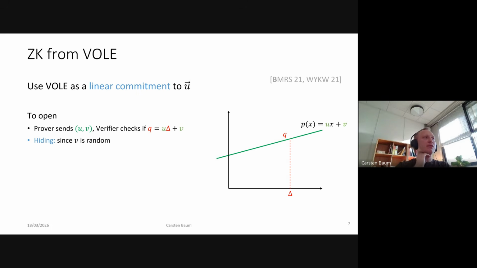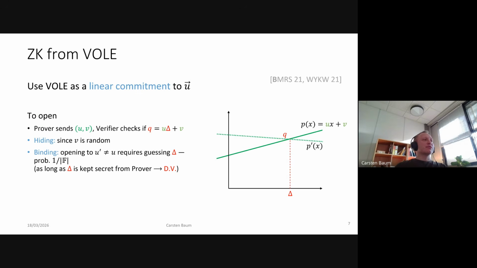This is hiding because at no point does Q or delta leak any information about U before the prover actually opens them. If you let V be uniformly random when you generate these VOLE correlations, then nothing about U is given to the verifier.